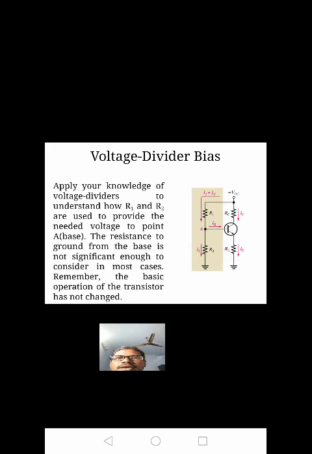Apply your knowledge of voltage dividers to understand how R1 and R2 are used to provide the needed voltage to point A, or the base. The resistance to ground from the base is not significant enough to consider in most cases. Remember, the basic operation of the transistor has not changed. We are grounded here. There is no change in the operation of the circuit.